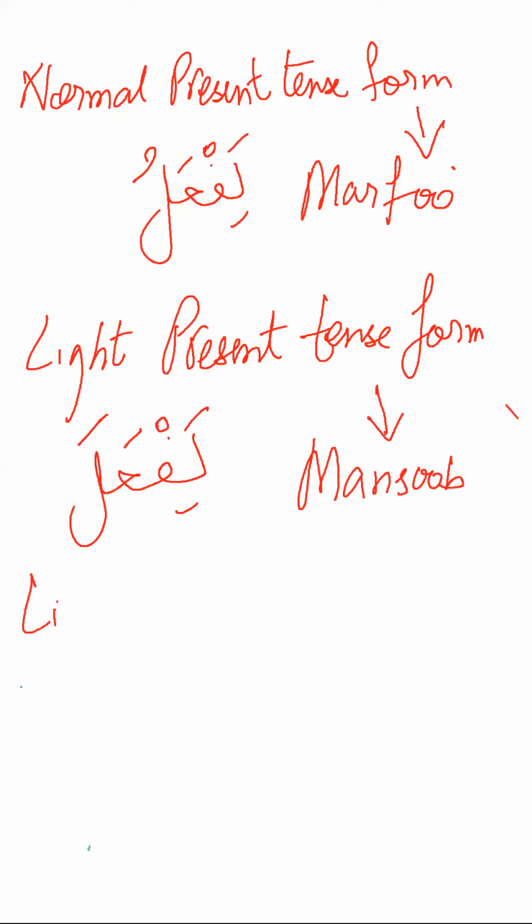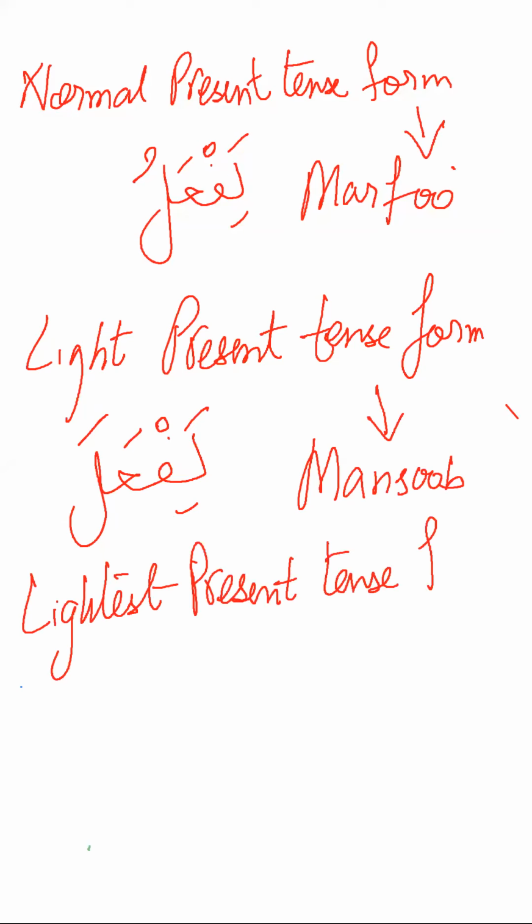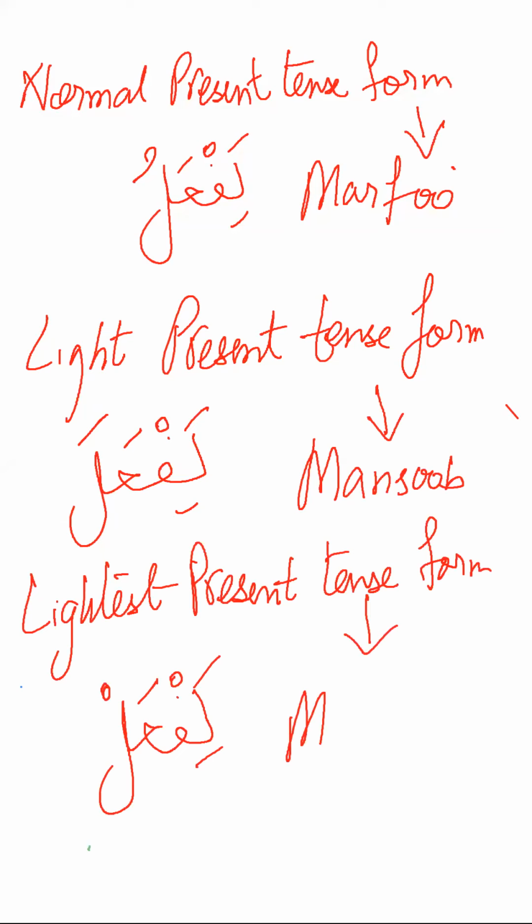And the lightest present tense form, يفعل, it's yaf'al with a jazm at the end. So this is called majzoom. These are the three conditions of present tenses. Okay, Jazakallah khair. Got it.